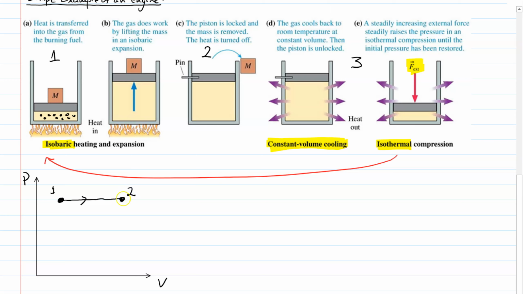So that's going to be the maximum volume that the gas reaches, and that's when I lock the pin in place. Okay. So you can see the gas did some work during that time. The work done would be equal to the area underneath this curve here, which you know how to calculate.